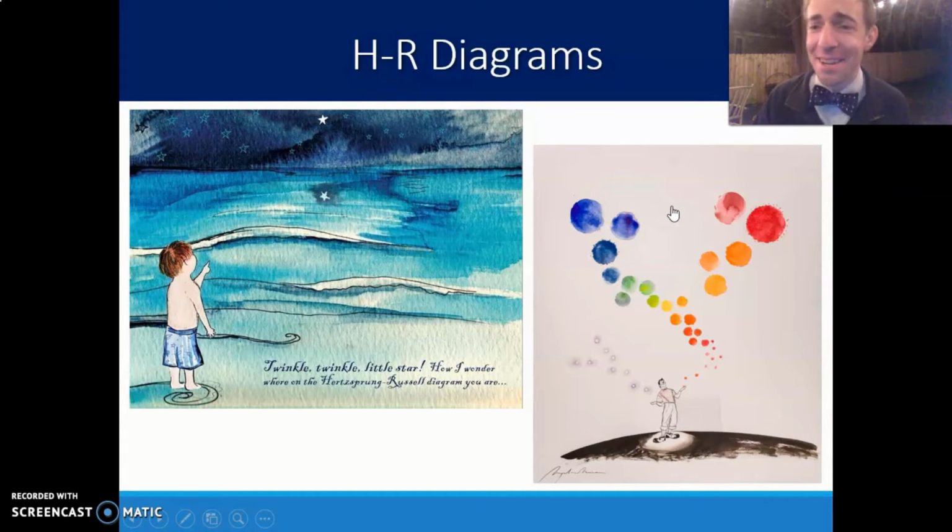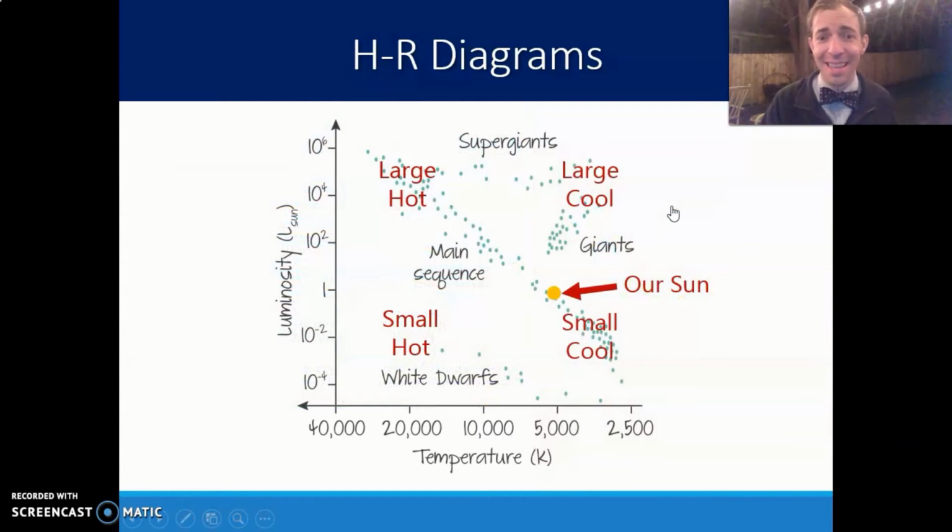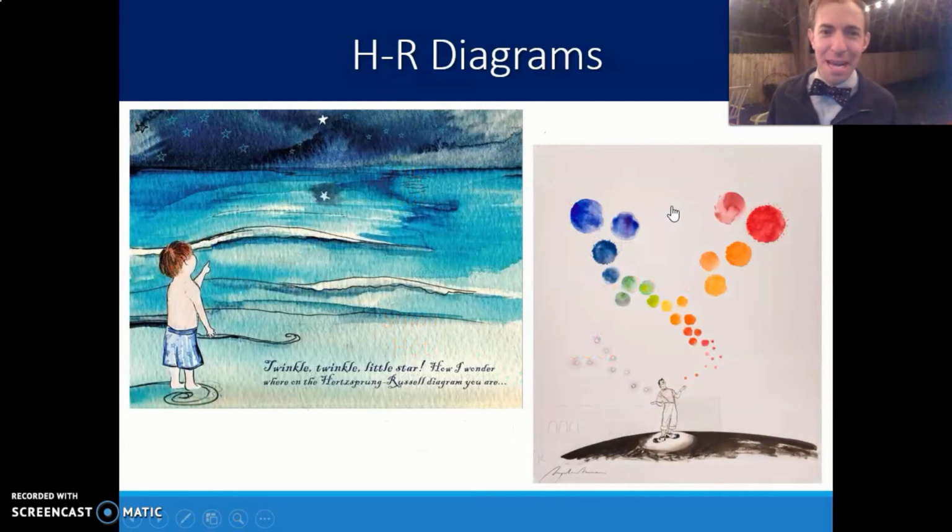HR diagrams, I think, are beautiful. It's kind of a cool chart, and we're used to seeing things in grids in science, and this is not a grid. This is a graph, but it has kind of this cool scatter plot feel to it. Because of that, you'll see HR diagrams show up in art every once in a while. So here are a couple of my favorites: Twinkle Twinkle Little Star, talking about the HR diagram, and then my personal favorite, this juggler with a bunch of different juggling balls.